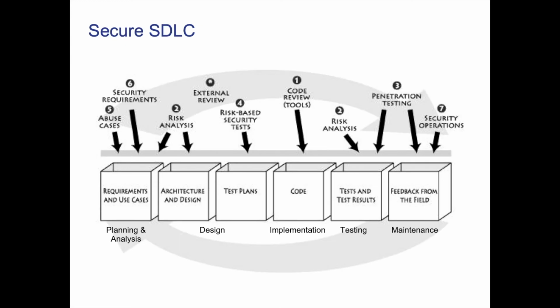As security professionals, we need to figure out the best way to address security during each phase of the software development lifecycle. This slide shows the various security controls that we aim to implement in the software development lifecycle. The numbers indicate the priority. So item number 1, code review, should be implemented first, and item number 2, risk analysis, should be done second.